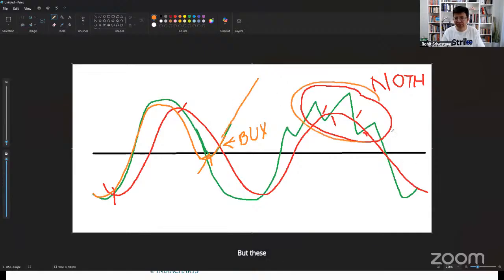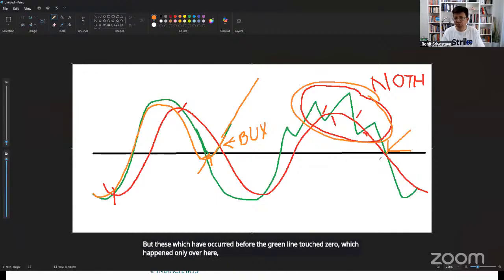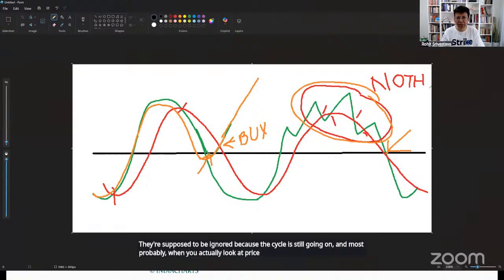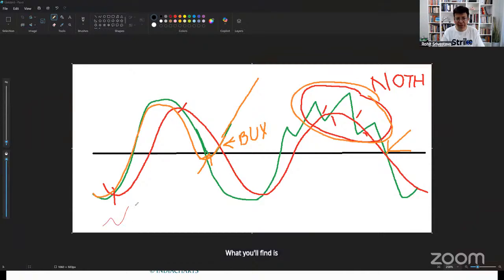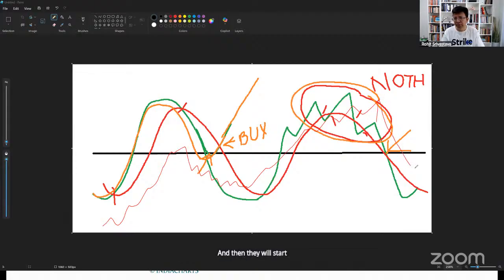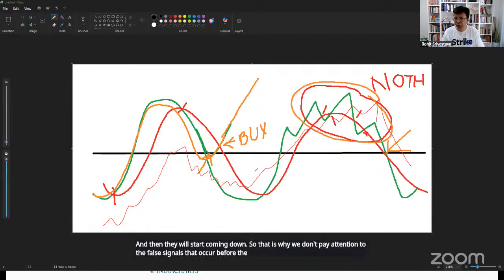But these which have occurred before the green line touched zero, which happened only over here, are not to be looked at. They're supposed to be ignored because the cycle is still going on. And most probably, when we actually start looking at the underlying price of the stock, what you will find is prices are still going up, up, up, and then they consolidate for a while. Then again they start going up over here. Even when this is going down here, even till this point, sometimes they will go up and then start coming down. So that is why we don't pay attention to the false signals that occur before the zero line, because prices might still extend.